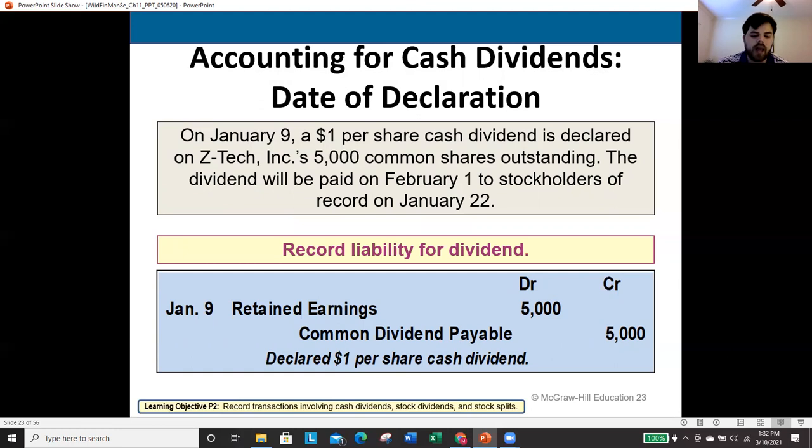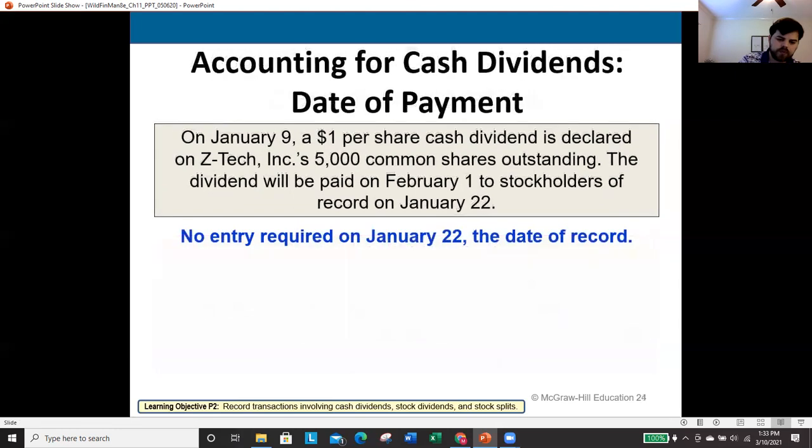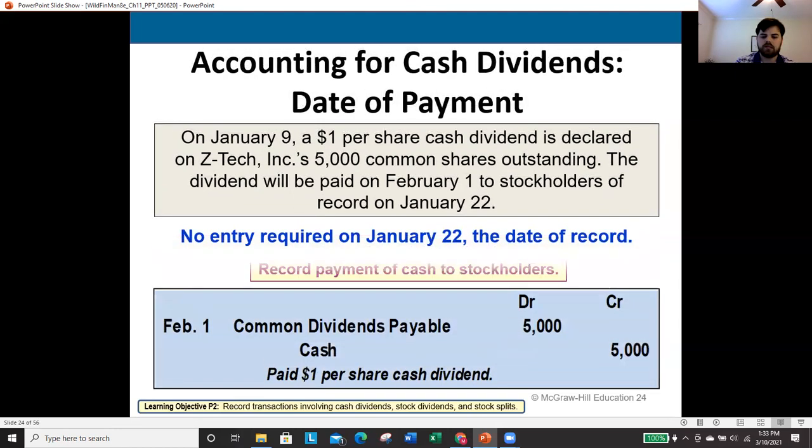So on January 9th, I will see a journal entry. I need to create a liability for this dividend. So the first thing I do is I come in, I debit retained earnings, reducing retained earnings in the period the dividend is declared. I then credit common dividends payable. Now on January 22nd, there won't be a journal entry because that's simply the date of record. But on February the 1st, I actually need to pay that dividend. So I'll come in, I will debit common dividends payable, removing that liability, bringing it down to 0, and I will credit cash.